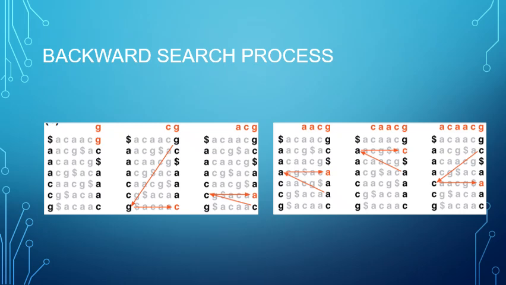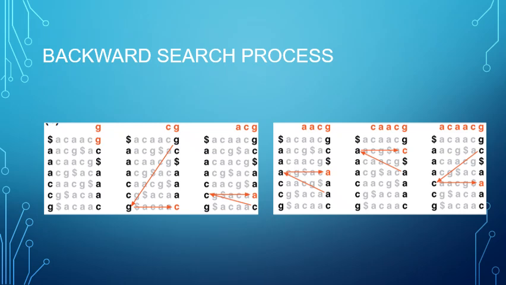AACG. So from the last column, we will find the second A in our first column, and we have 2 A's. So we know that the A that we previously searched is equivalent to the first A in the first column. So we go to the A in the first column after the dollar sign, and we'll find the equivalent character in the last column.